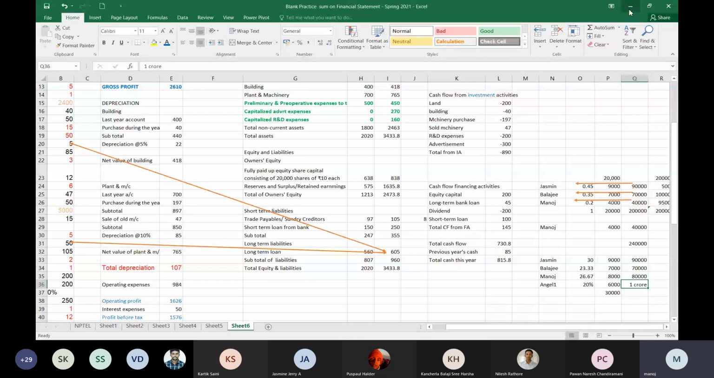But market value changes. When the angel came and invested 1 crore rupees for 20%, he received only 6,000 shares. By paying 1 crore rupees, he received only 6,000 shares. Because one share is now highly valuable in the market, but the face value remains 10 rupees. So you have to understand that. It's slightly difficult, but not so difficult. You have to think more.